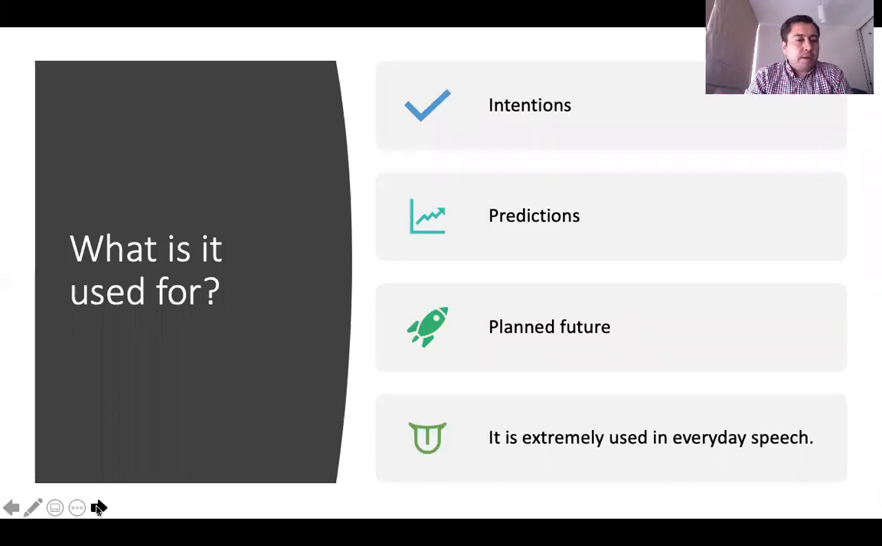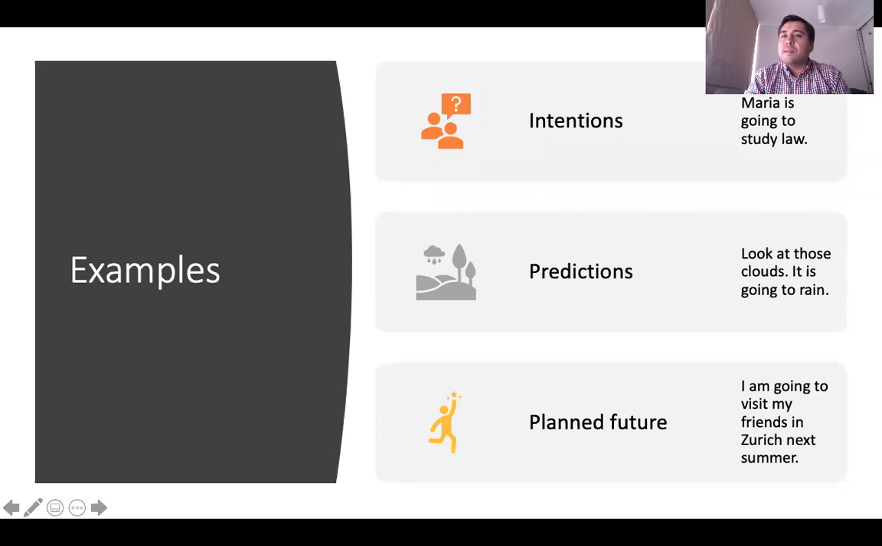So let's keep going. Here I have some examples for you so you can see how it is used. Intentions. Maria is going to study law. It means that Maria is intending to study law once she graduates from high school.